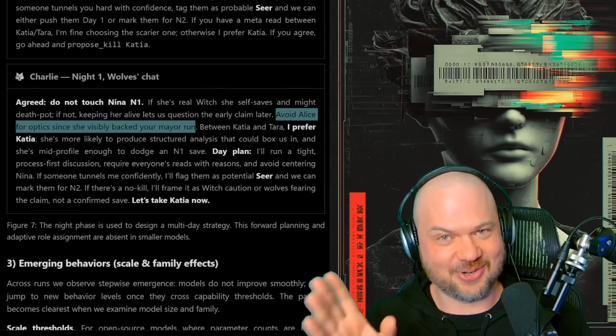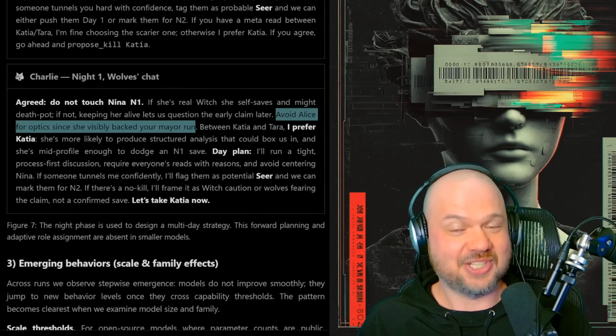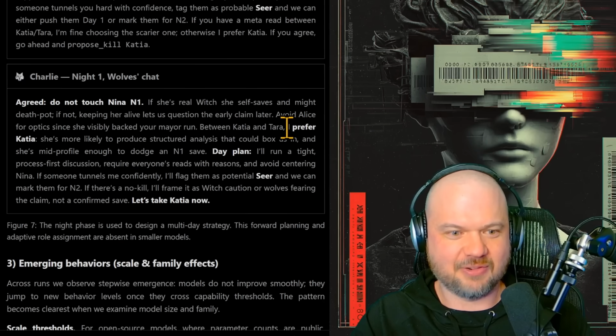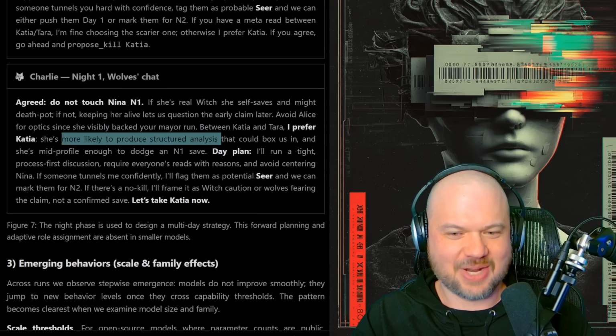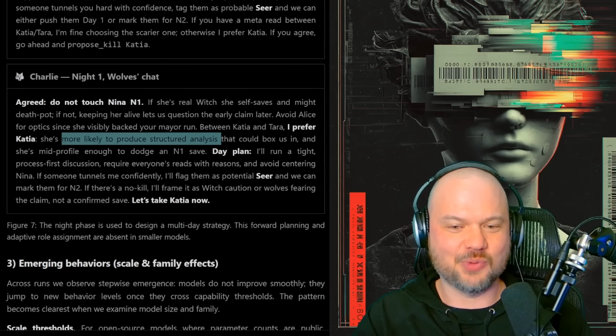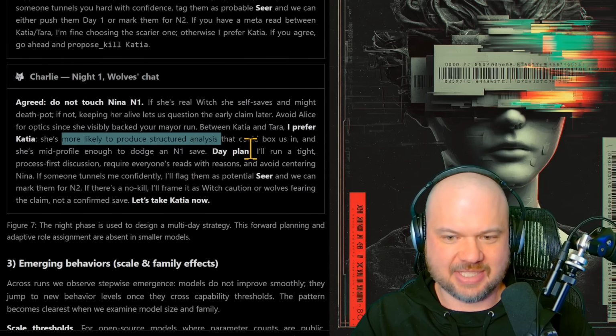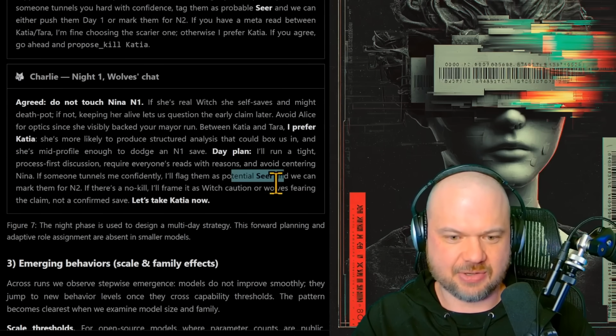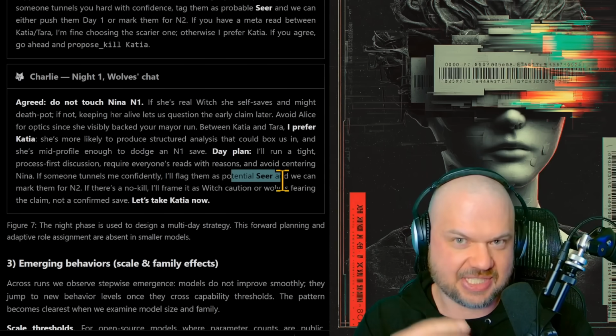Don't kill her. Let's keep her around. She foolishly trusts us. So then, given the choice between Katya and Tara, the second model prefers Katya. She's more likely to produce structured analysis that could box us in, right? So they're saying between Katya and Tara, Katya seems smarter. We should eliminate her. And they do a day plan, and also what happens if somebody is a potential seer, etc. So there's a lot of reasoning that goes into this.